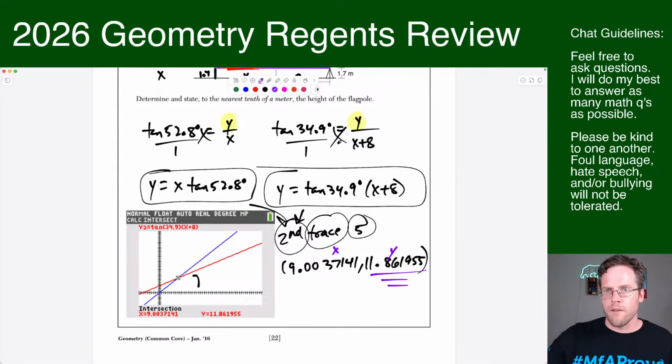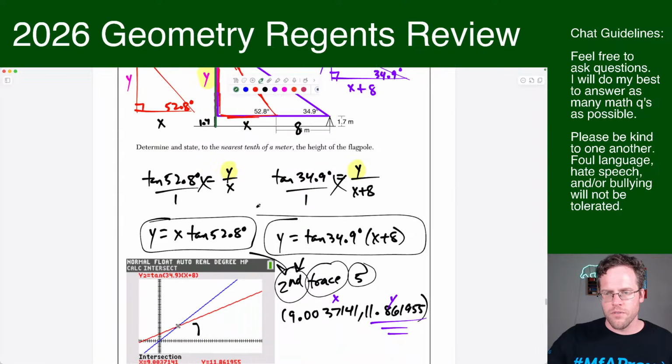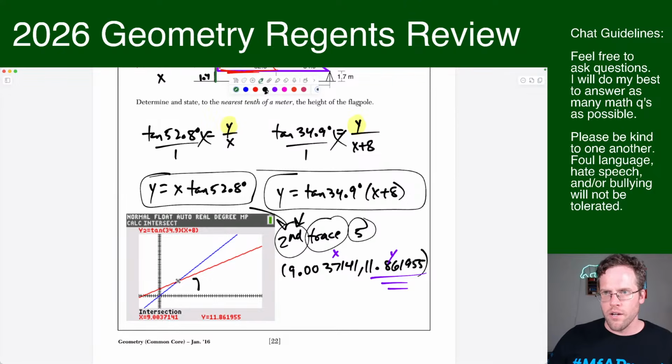So that's what I want, but be careful here. Y is just this piece. The height of the flagpole, in green before, is the entire distance. So I have to do y plus 1.7. So I would do 11.861955 plus 1.7. Yeah, that's the best way to do this.